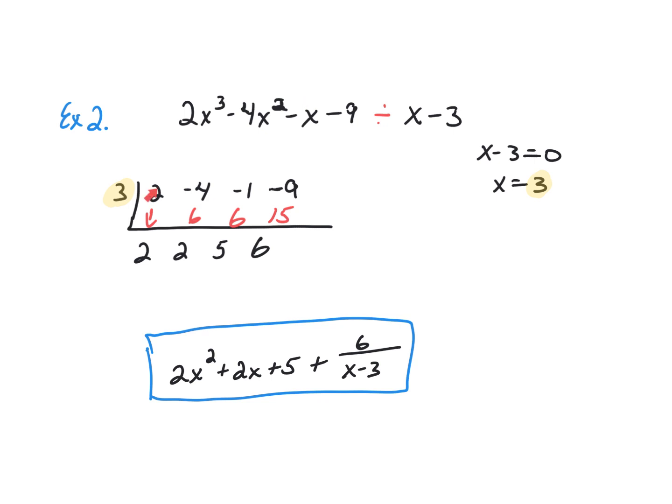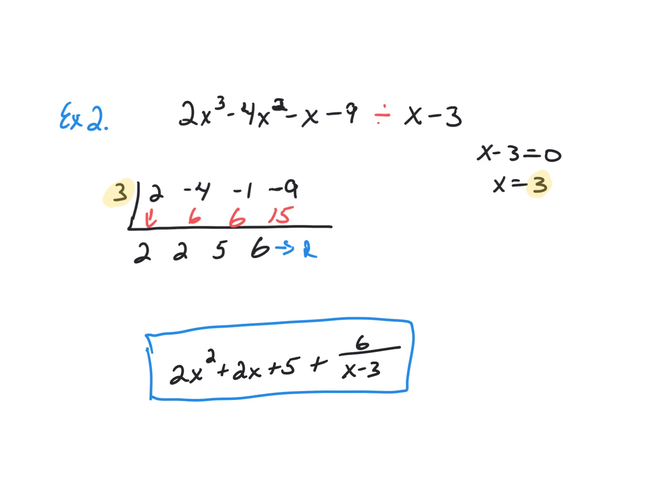All right, then again, you always bring down your first coefficient, 2, and then you start multiplying. 3 times 2 is 6, and then negative 4 plus 6 is positive 2. And then 3 times 2 is 6 again, and negative 1 plus 6 is 5. Then 5 times 3 is 15. So then you have your negative 9 plus 15, and you have 6. Now this 6 is going to be the remainder.